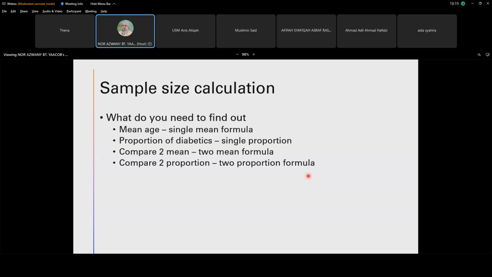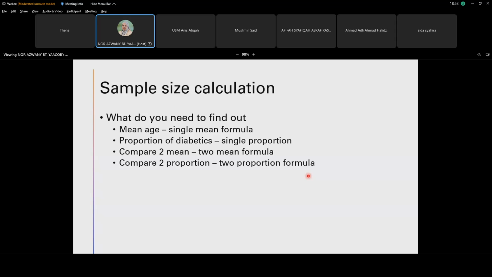Valid for the population. Because now you only sample them, but you want to tell for the whole kampung. So that's why you need to know. For example, if you take only 10 people, can it represent the population of the kampung? If not, then how many? Is it 50? Is it 100? How many is good enough for you to take and measure the mean of something? That is the reason why you need to calculate sample size.